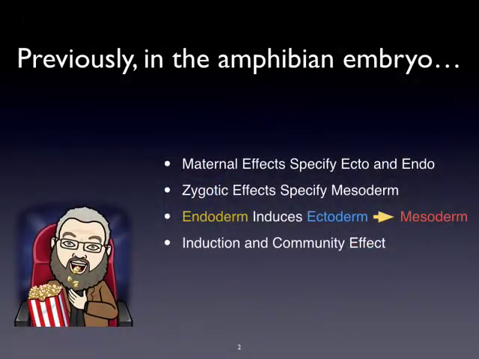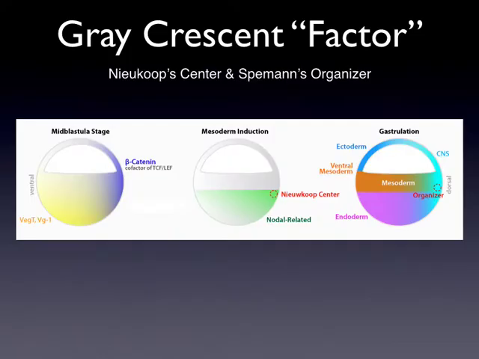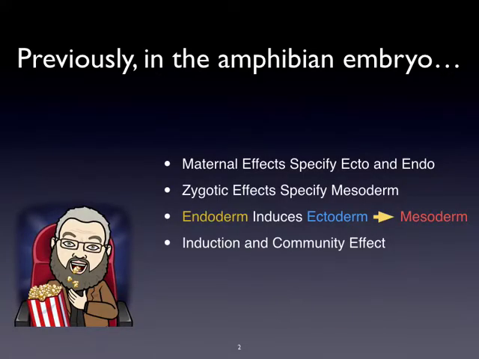We discussed some of the signaling that's involved, and although I didn't call it out by name, we actually described the Nieuwkoop center and the beginnings of the Spemann-Mangold organizer, and we talked about induction versus the community effect.